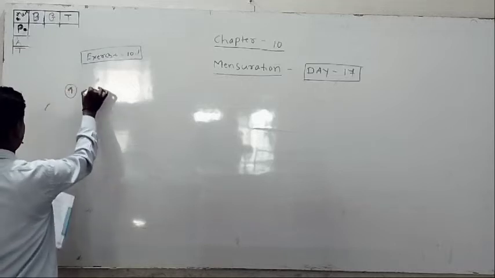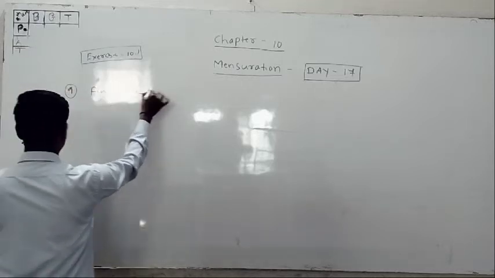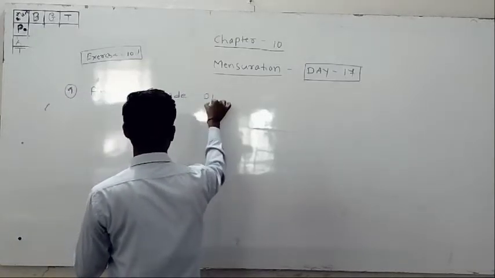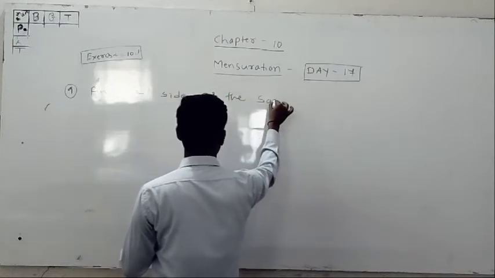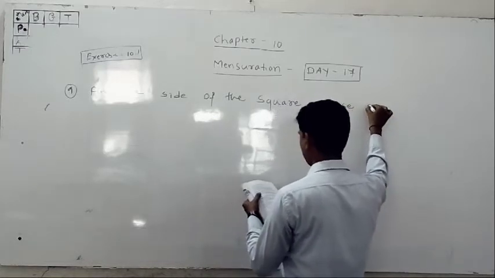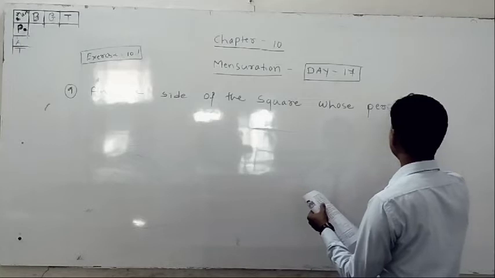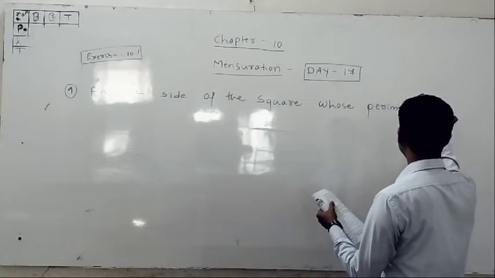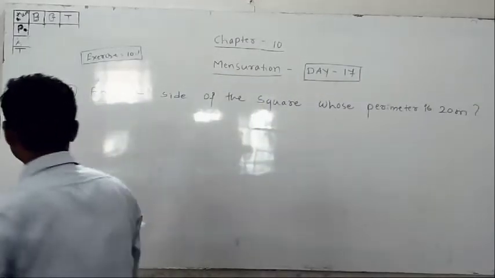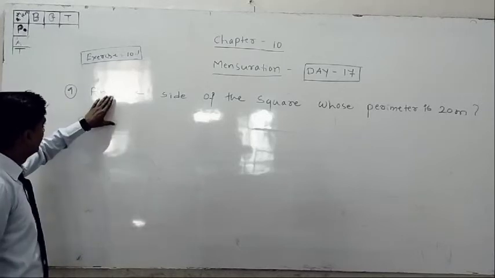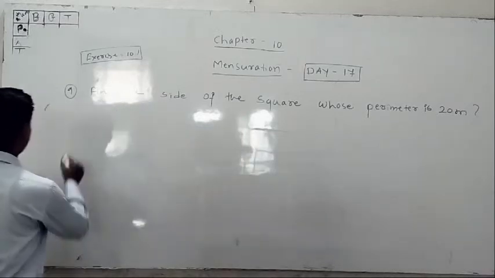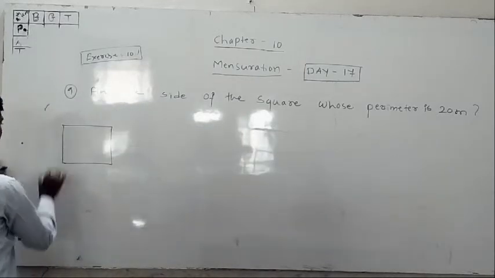Ninth one. Find the side of the square whose perimeter is 20 meters. What is the given figure here? Find the side of the square. One square figure is there. Okay. This is one square figure.